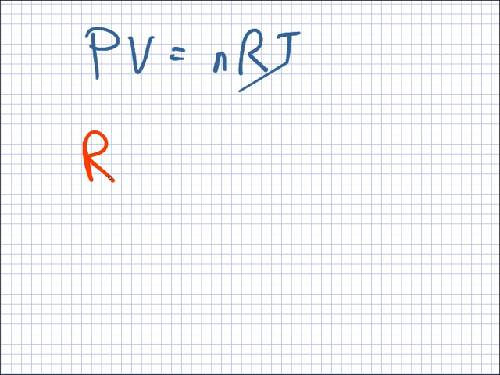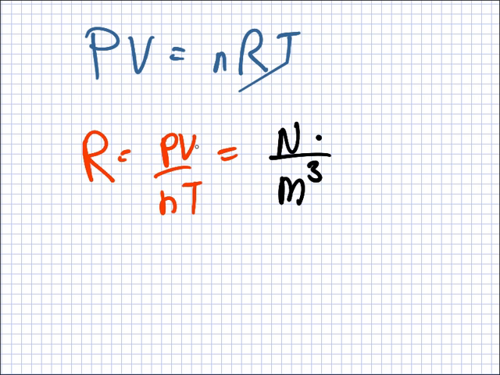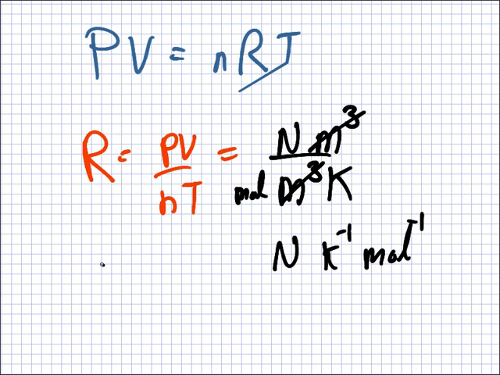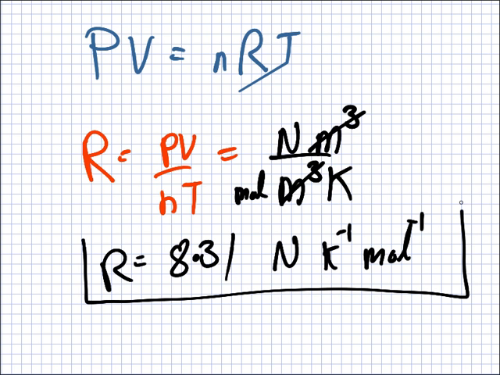Sorry, I did that wrong. R is equal to PV over nT. What's the unit for P? Pascal, which is newtons per meter squared. Volume is meter cubed. T is Kelvin. And n is just the number of moles. So you can cancel this with this, and the unit is joule per Kelvin per mole. The value of R is 8.31. It's a constant. It's on the calculator as well, I think. So this is what R is equal to.